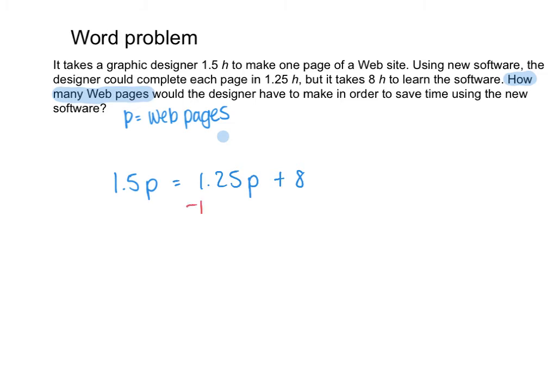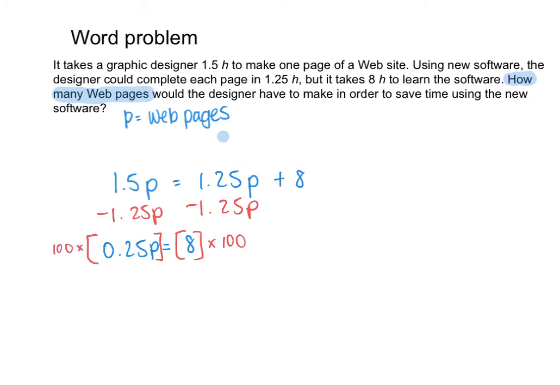So from here, we're just going to subtract 1.25P from both sides. And we will get 0.25P equals 8. Remember, when we are dealing with decimals in an equation, you want to multiply both sides by 100. Why? Because we want this decimal to move twice over. So we get 25P equals 800.